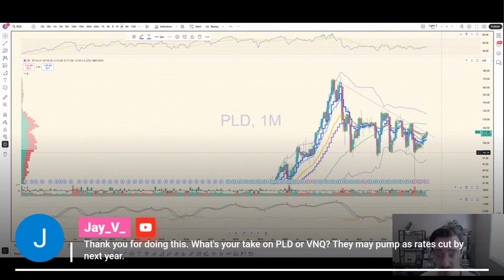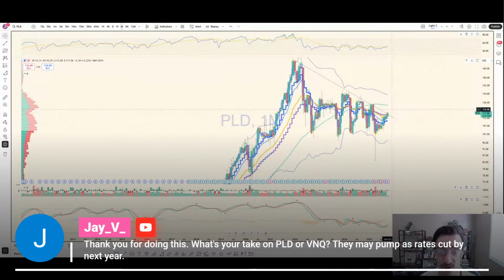So depending on how you draw this line, it's basically testing a breakout. It's a really nice look, how it curls up like that. It's what you like to see. This is really good action right there. In terms of, you're talking about they may pump because of rate cuts? Yeah, absolutely. I mean, anything that is debt sensitive or rate sensitive.